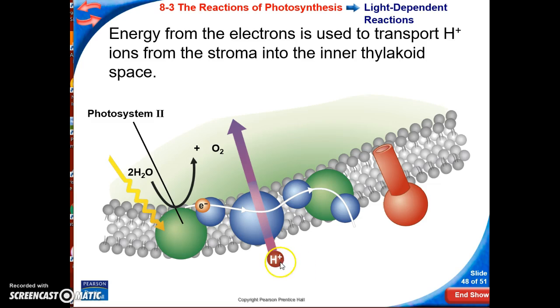So in the stroma, we have some hydrogen protons floating around. And as these electrons are passing down the chain, these hydrogen protons actually are able to pass through the proteins into the thylakoid. So we start to get a buildup of hydrogen ions within the thylakoid space. So inside the sac of the thylakoid, we start to find a lot of hydrogens.